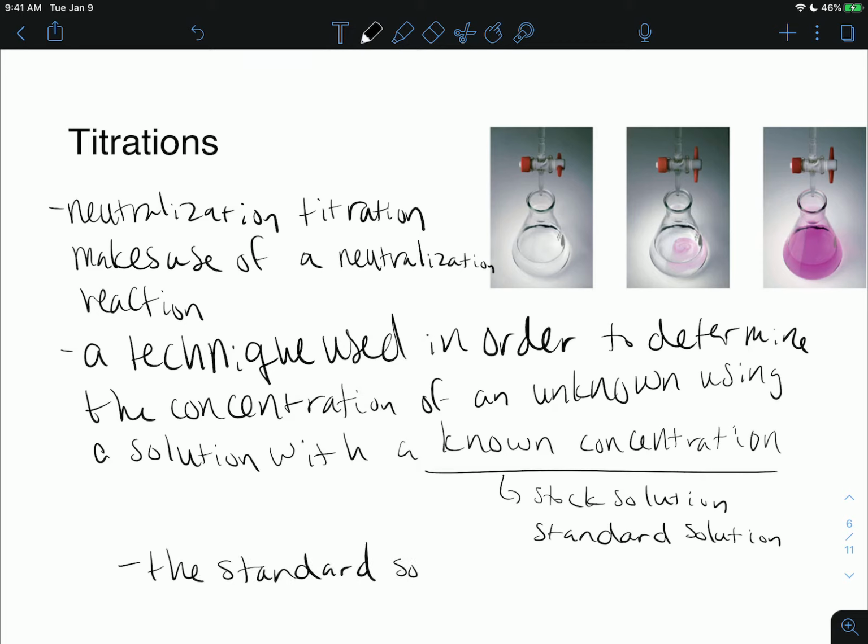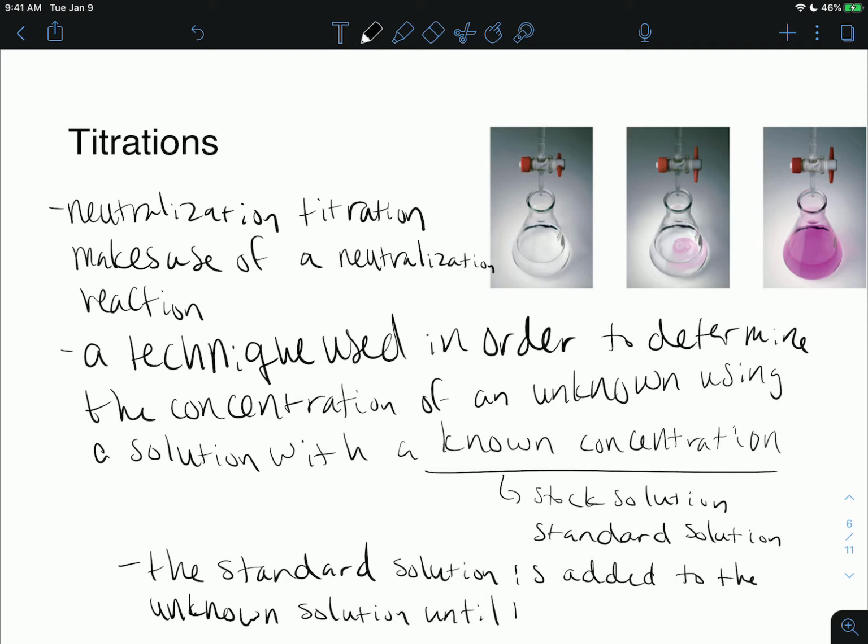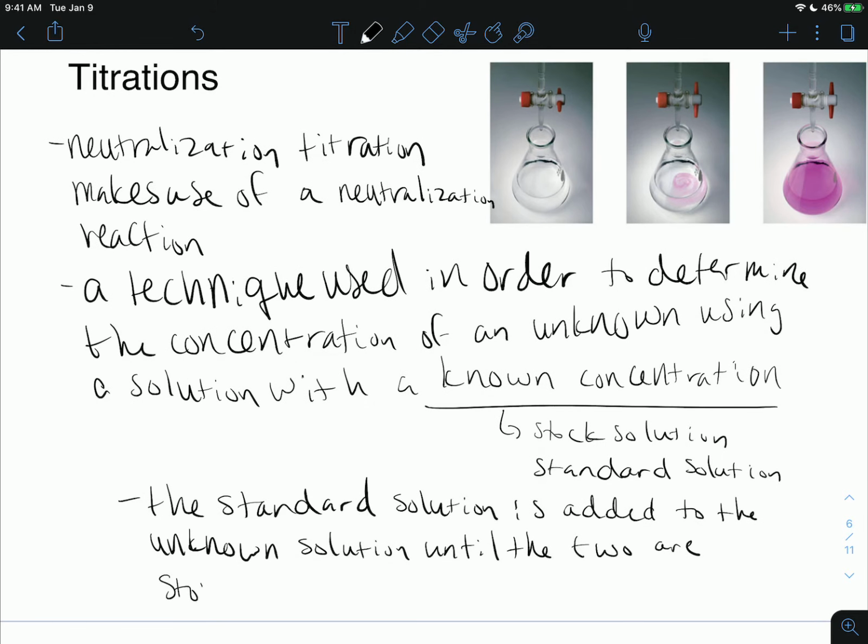So our standard solution is added to the unknown solution until the two are stoichiometrically equivalent. And there's going to be some sort of indicator that will tell you when they are stoichiometrically equivalent.